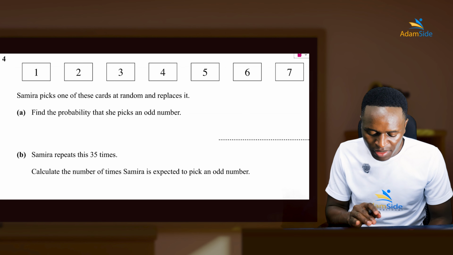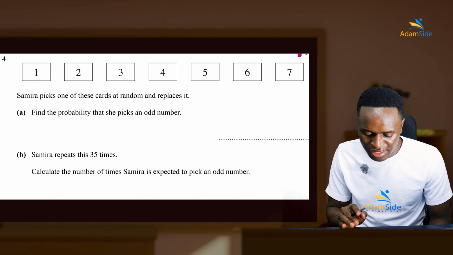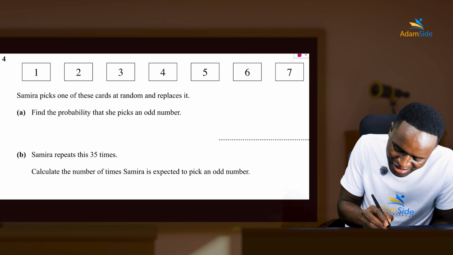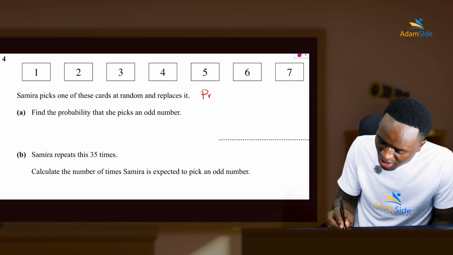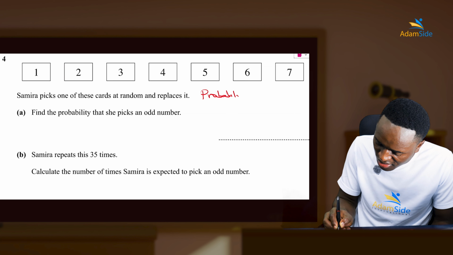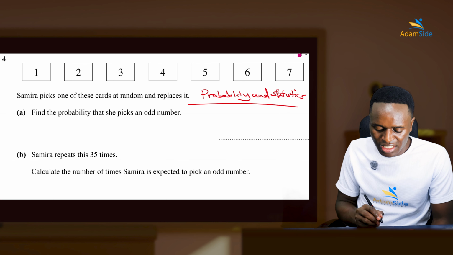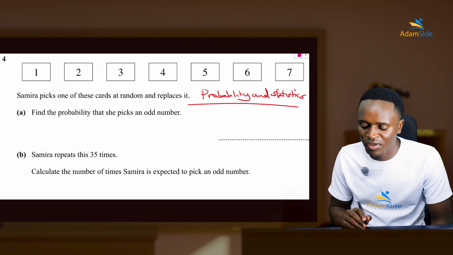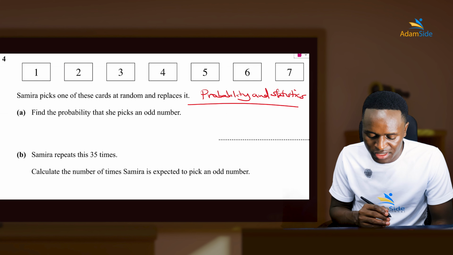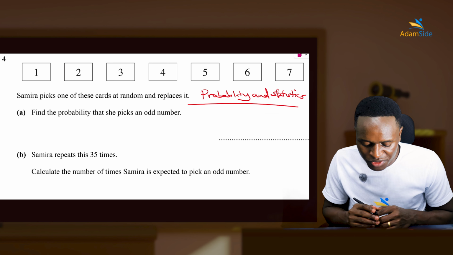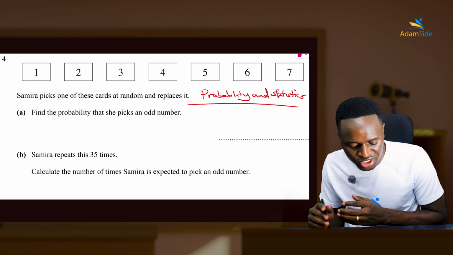Question number 4. Samira picks one of these cards at random and replaces it. When you see random, this comes from the unit of probability. Probability and statistics. Probability is the number of favorable outcomes divided by the total outcomes. Correct. Statistics is just showing objects, a record of information.